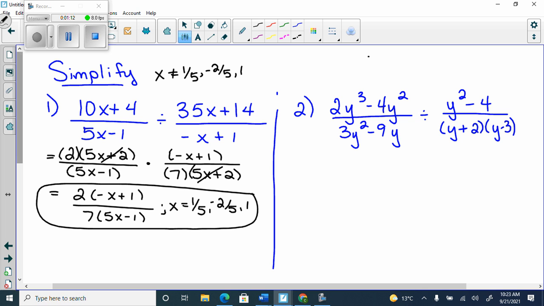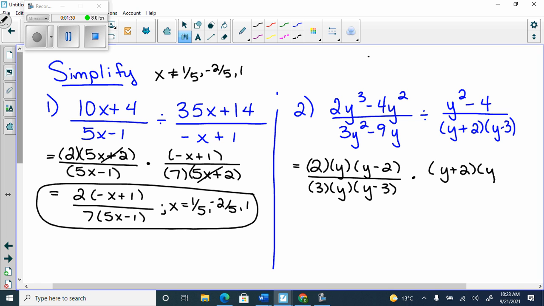Number 2, the top left, I can take out a 2y, and then left with y minus 2. The bottom, I can take out a 3y, and I'm left with y minus 3. Times the y plus 2, y minus 3 moved to the top, the numerator. The bottom, y squared minus 4 is y plus 2, y minus 2, the difference of squares. So I can't cancel anything off until I state non-permissible values for everything but the top left.